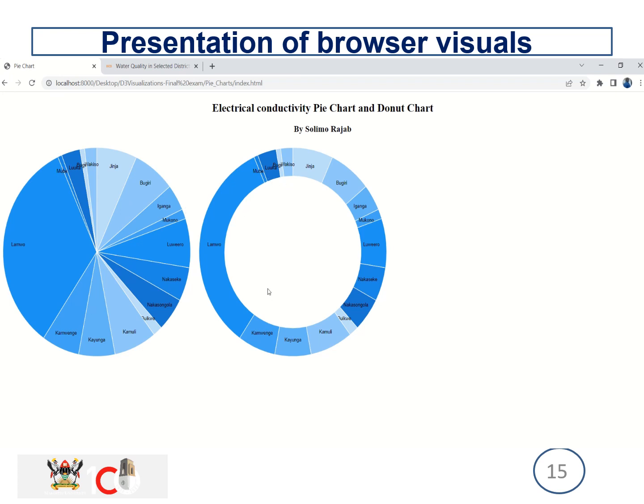So looking into the donut chart, you see that the donut chart is showing exactly what is appearing on the pie chart, and you see that Lamu is still taking the highest, the biggest portion of the total electrical conductivity among the districts which have been selected.